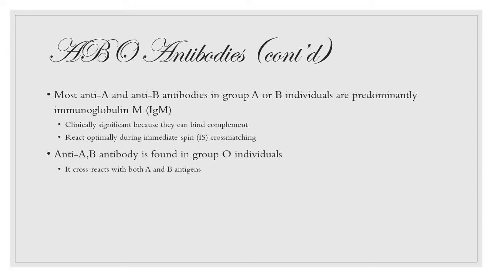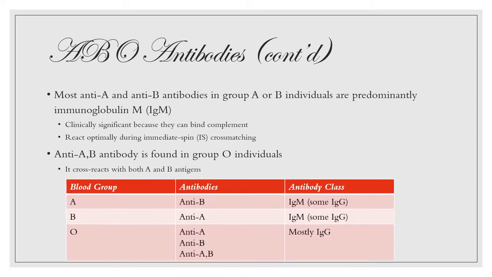Anti-A,B antibody is found in group O individuals. It cross-reacts with both A and B antigens. And here's what you have on the chart. If a person types as A, that's this one right here, they have an anti-B antibody. It's going to be IgM, a little bit of IgG, but mainly IgM. If a person types as group B, they're going to have an anti-A antibody, which is IgM, some IgG. A person who types as group O, they're going to have 3 antibodies, anti-A, anti-B, anti-A,B, mainly IgG. Okay, so what this says is that if my blood type is A and you give me B blood, I am definitely going to have a reaction.